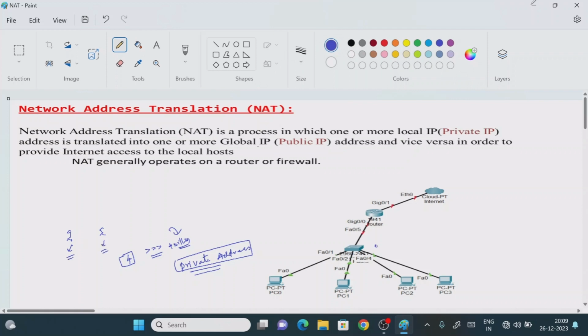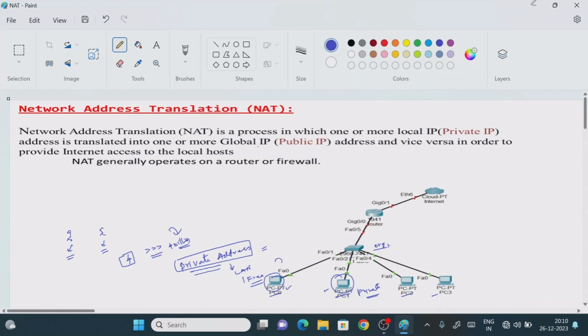Suppose this is one organization, organization 1. For effectively utilizing the addressing concept, we have private addresses. A private IP address can be used only within your local area network, and anybody can freely use the private IP address ranges. If you want to communicate from this system to this system using private IP addresses, you can happily communicate because it is your local area network.